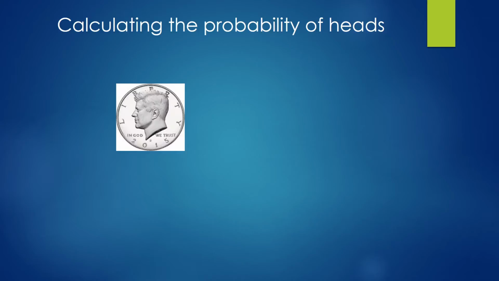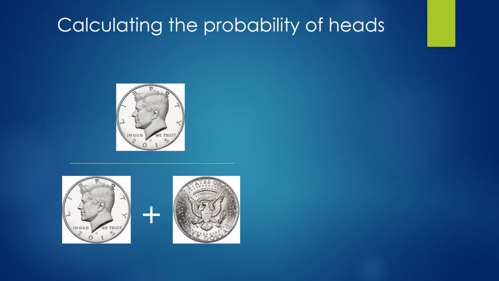So heads is the one desired outcome. That is divided by the number of possible outcomes, which are heads and tails, or 2. So the probability of heads is 1 out of 2, 1/2, or 50%.